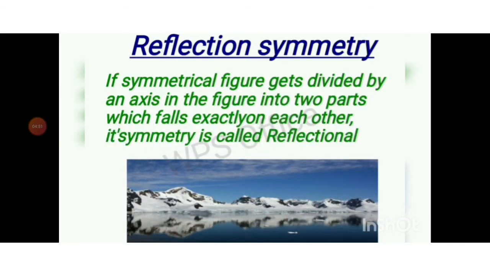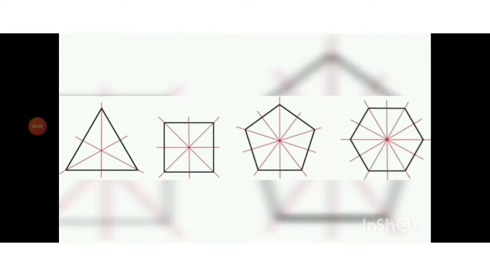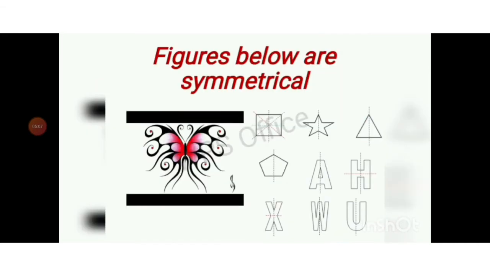Now what do we mean by reflectional symmetry? If a symmetrical figure gets divided by an axis into two parts which fall exactly on each other, its symmetry is called reflectional symmetry. Some figures have more than one axis of symmetry. The figures given below are symmetrical.